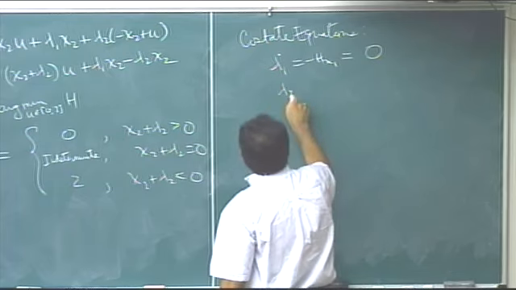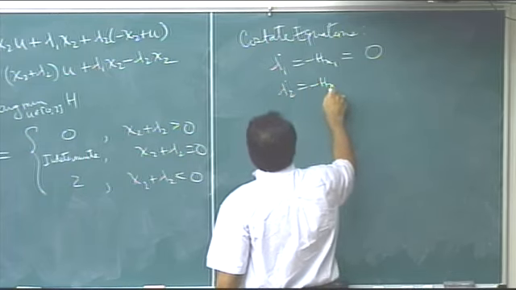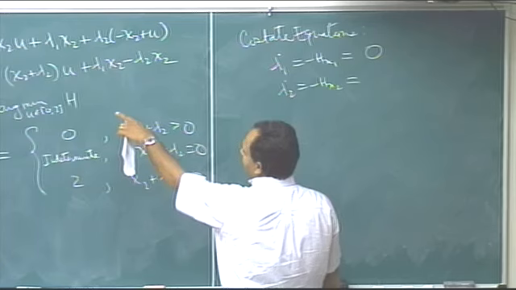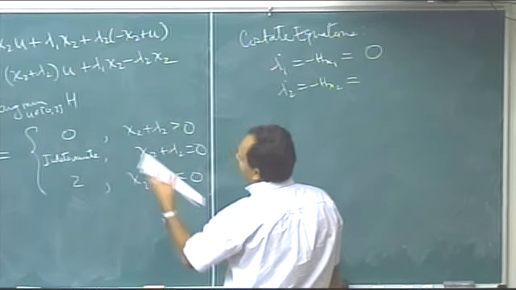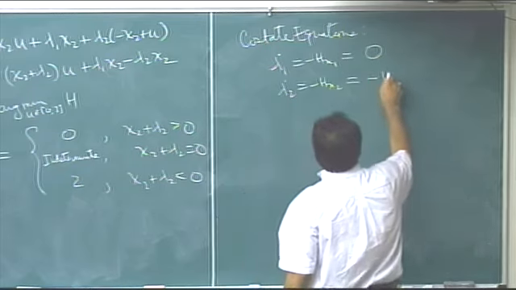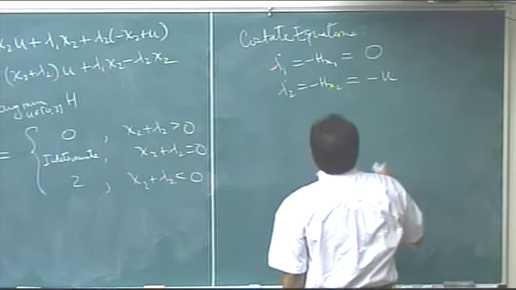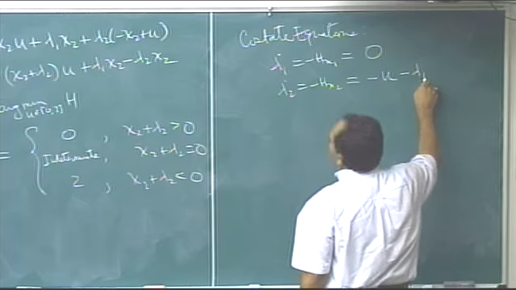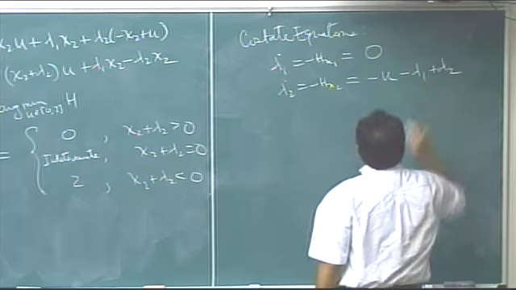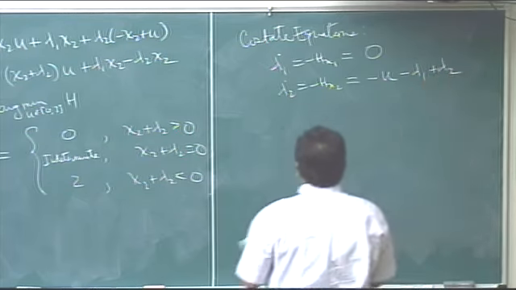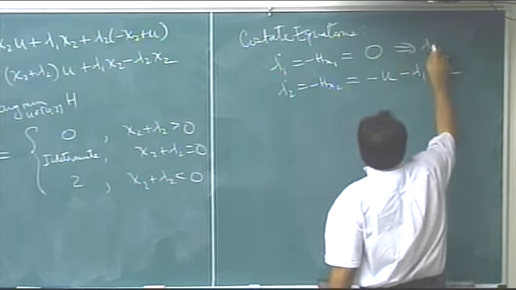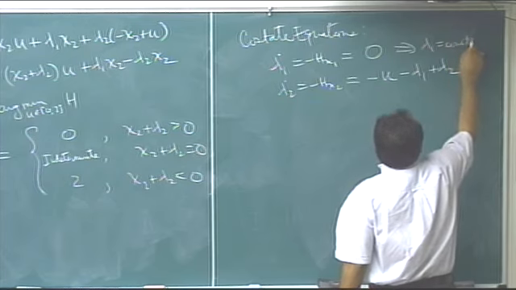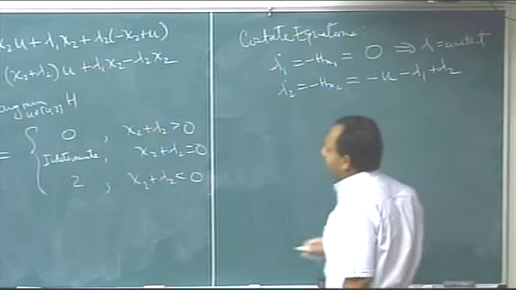What is lambda 2 dot? Lambda 2 dot is minus hx2. So minus hx2. Let's take the derivative with respect to x2. You get negative u. That's this one right there. And then you get minus lambda 1, and then you get plus lambda 2. So I know from the first one that lambda 1 is a constant. So that tells me lambda 1 is a constant, right?